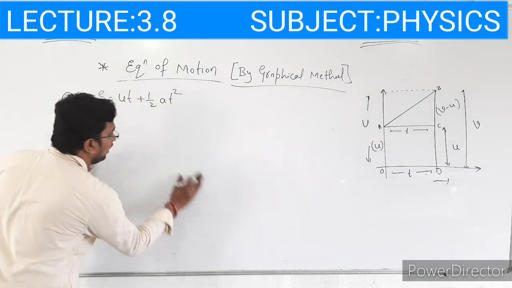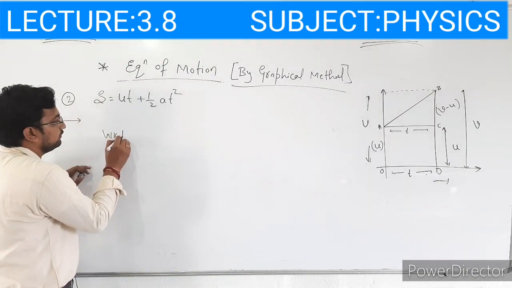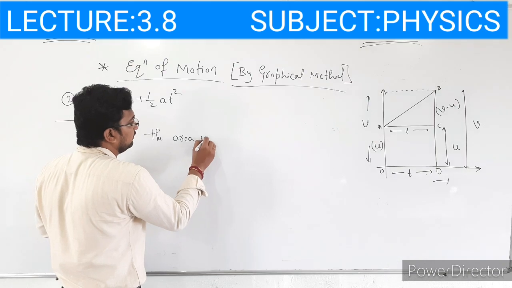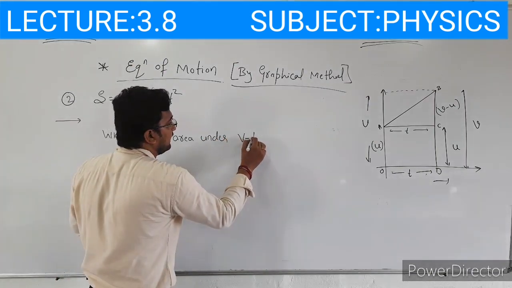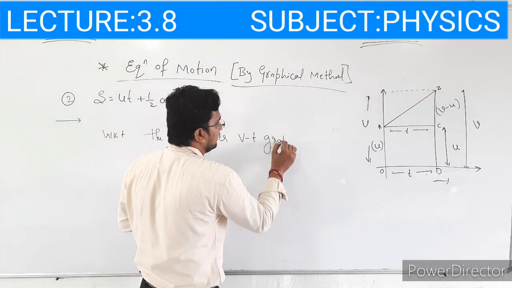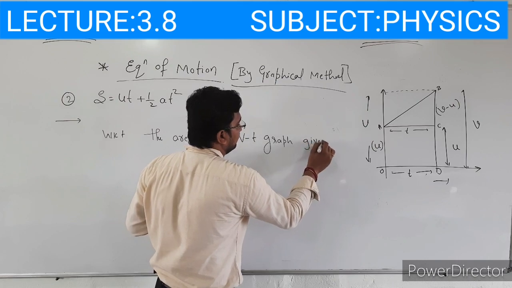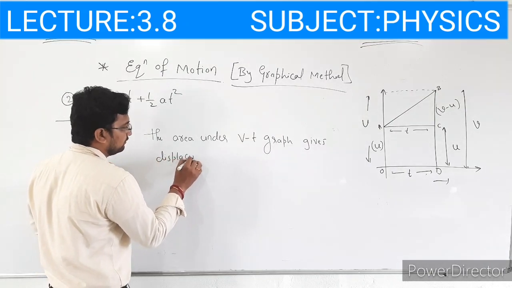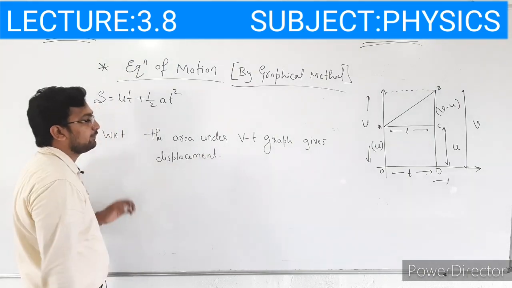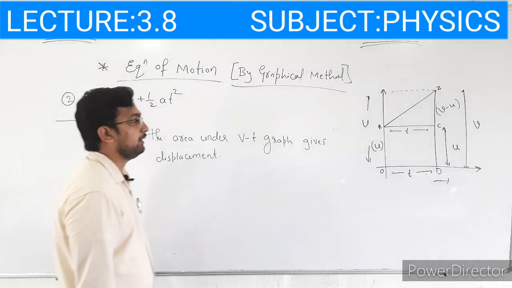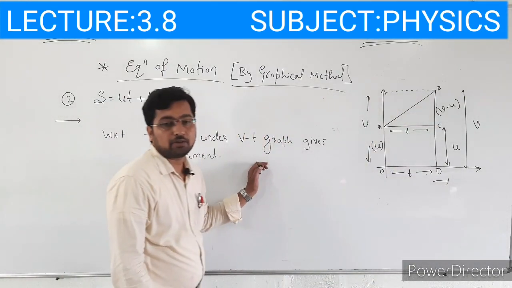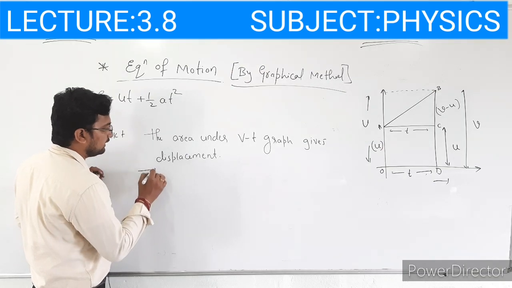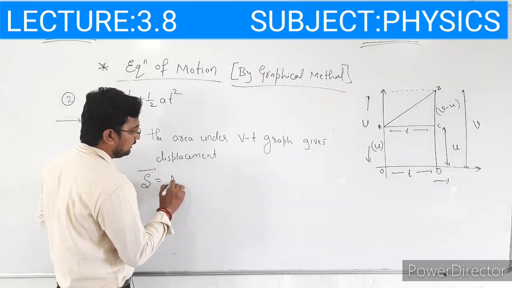We know that the area under the velocity time graph gives the displacement. Now it looks like a trapezium. So the displacement, denoted by s vector, is equal to the area under the trapezium.